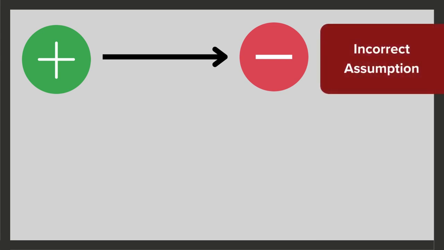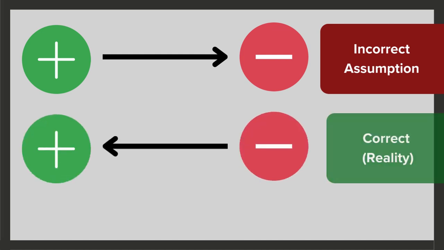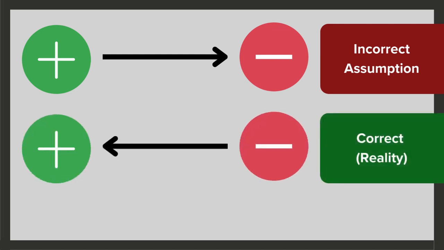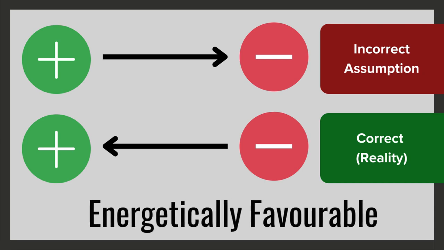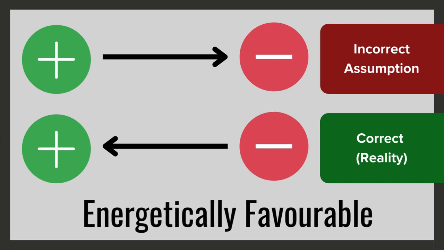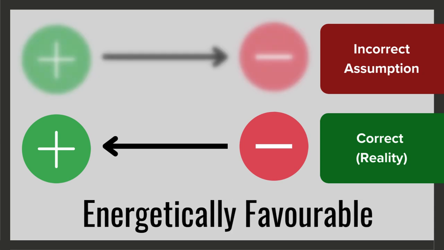And so when we did later research, we found that there is a positive and negative side, but energy doesn't flow from the positive side to the negative side. Rather, it flows from the negative side to the positive side. And why? This is because electrons in the negative side are much easier to move than protons, as we talked about before, and the concept of being energetically favorable.